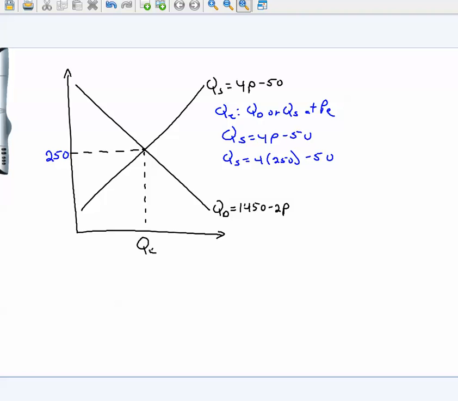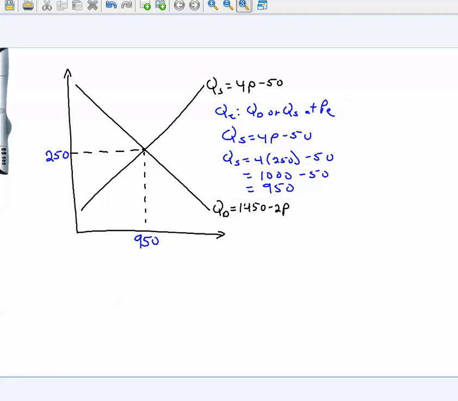So I'm just substituting in now 250, and 4 times 250 is 1,000, minus 50 is 950. So the equilibrium quantity, I'm going to erase that and write instead what it is, which was 950. Alright, that was the first two questions.